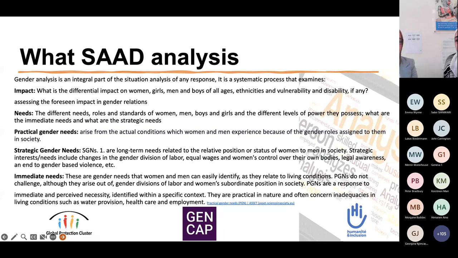Strategic needs are those adding some empowerment and some long-term resilience elements. If we are looking at immediate needs, they are the things keeping people alive, that sometimes are the same and sometimes in other contexts are different. And next, please.